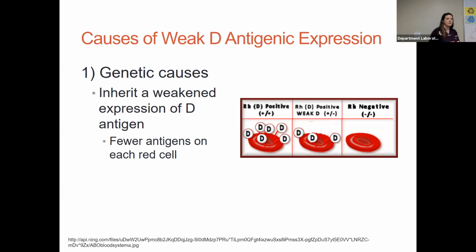Okay. Do we have statistics on that? Like how many people are, let's say, heterozygous for D? I do not know the statistics off the top of my head.